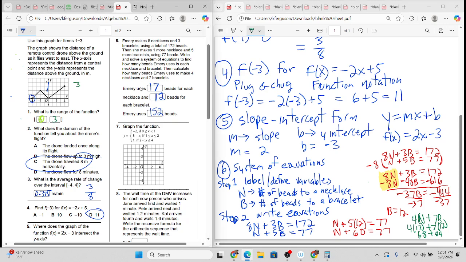And so I was able to use a system of linear equations to find my values, and then I take those values and plug them into one more equation to get an answer. So anybody got any questions on number 6? Because that's a little involved. So anybody got any questions on 6?